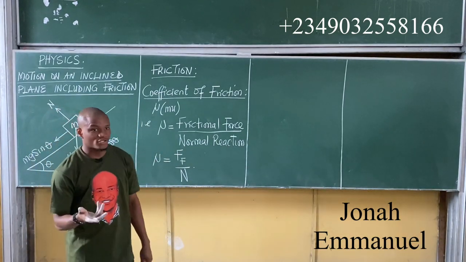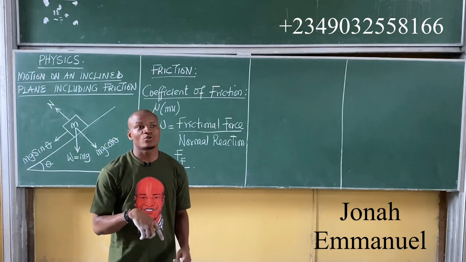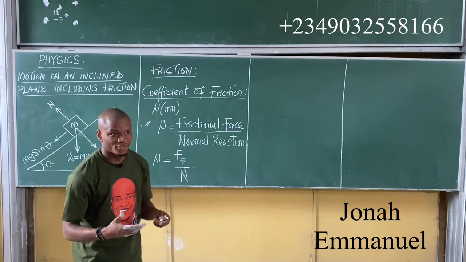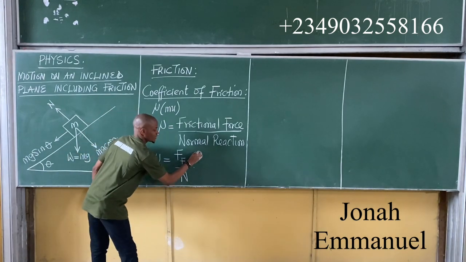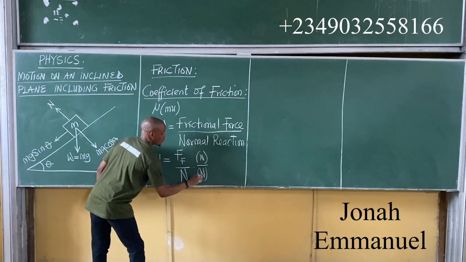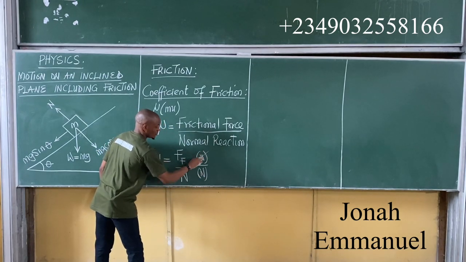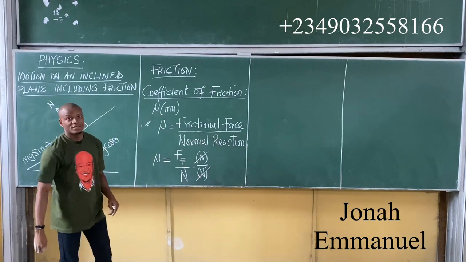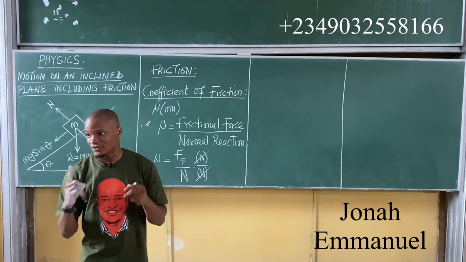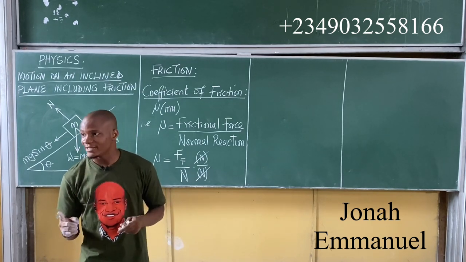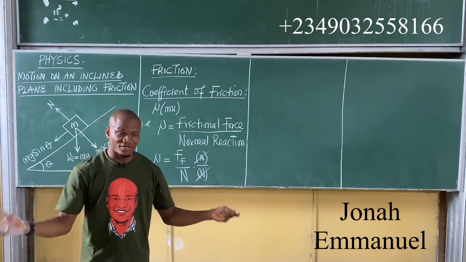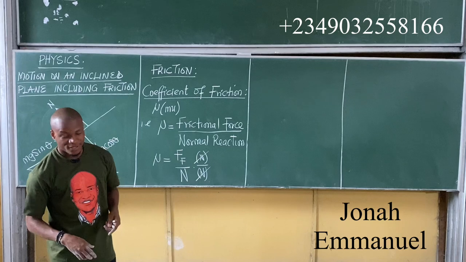Frictional force is a force, so it's measured in Newton. Also, normal reaction is a kind of force, also measured in Newton. So frictional force is in Newton all over normal reaction, which is also in Newton. So Newton cancels Newton. That means the coefficient of friction does not have an SI unit. It's a dimensionless quantity. It has no SI unit.